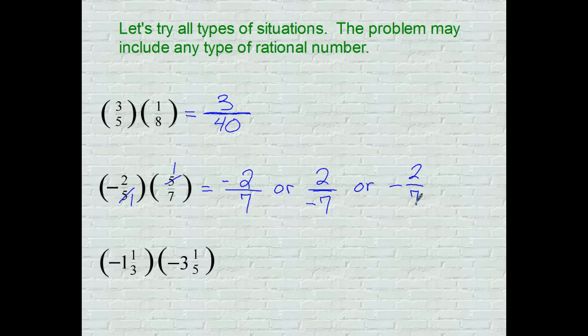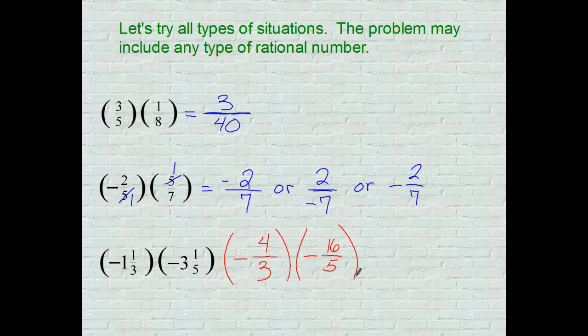The third one, I highly suggest you take your mixed numbers and turn them into improper fractions. I think it's the easiest thing to do for multiplying and dividing and even subtracting. I'll be honest, I like to do it with subtracting also. I take my mixed numbers and turn them improper. So we have negative 4/3. We have negative 16/5. If you forgot how to do that, make sure you see me.